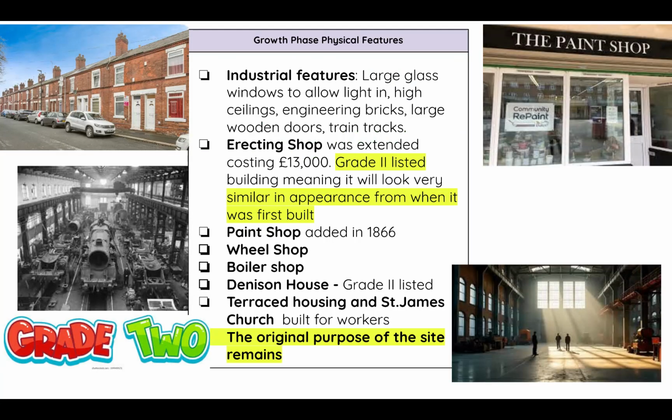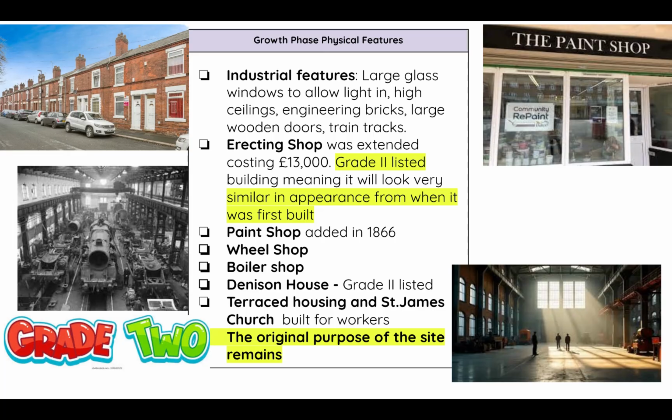So evidence that we can use for this time period. This can be seen through physical features such as the large engineering brick workshops that are still there today, such as E2, the paint shop, the wheel shop, the boiler shop. All of these were added during this phase as the site grew in size and importance.